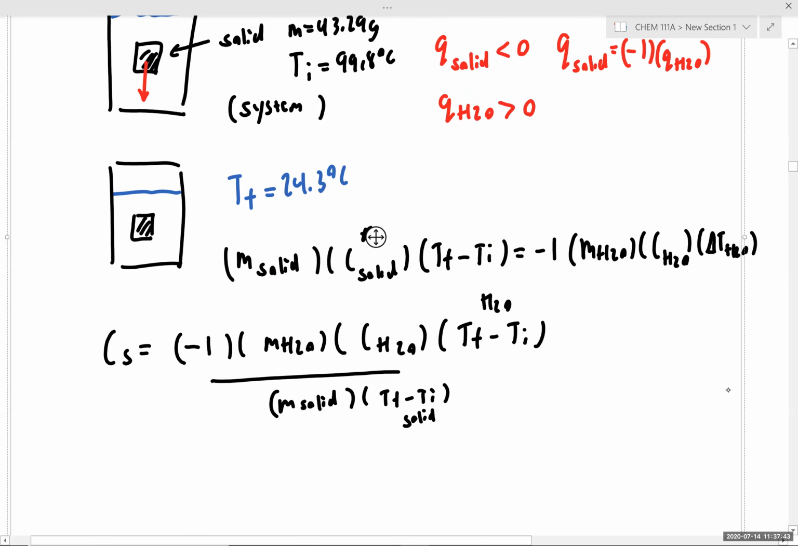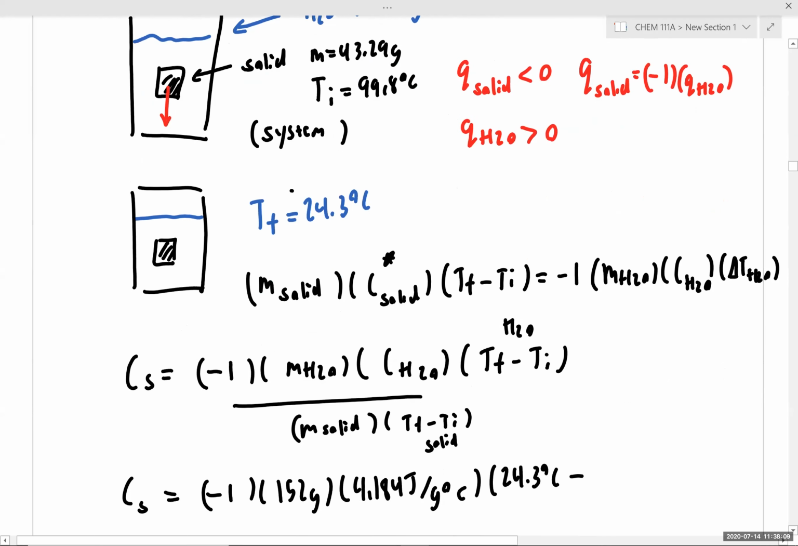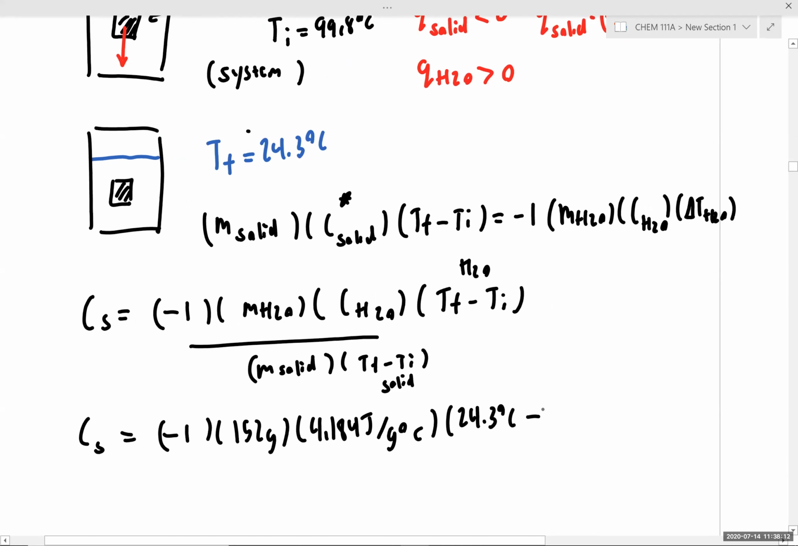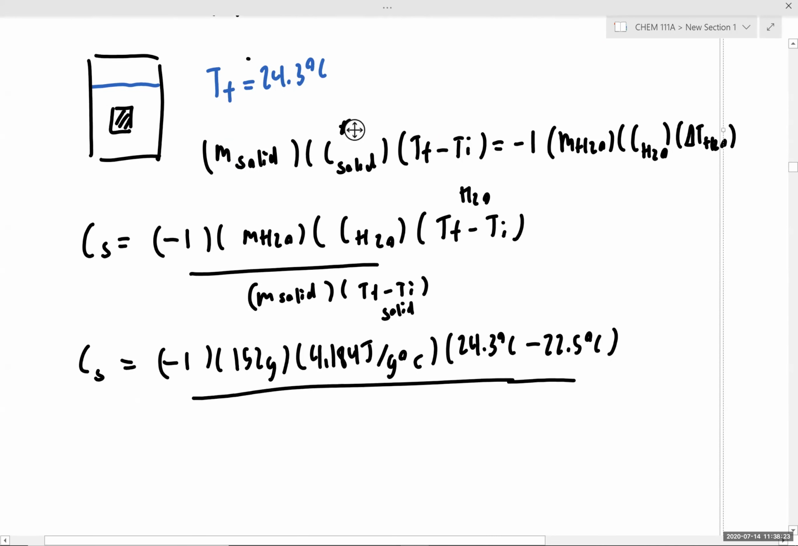So now that we have this expression in place, we're going to plug in what we know. The mass of water is 152 grams. The specific heat of water is 4.184 joules per gram degree Celsius. The T final of water is 24.3 degrees Celsius. The T initial of water is 22.5. We're just reading off all the data that we know. The mass of our solid, let's go find the mass of our solid, is 43.29.